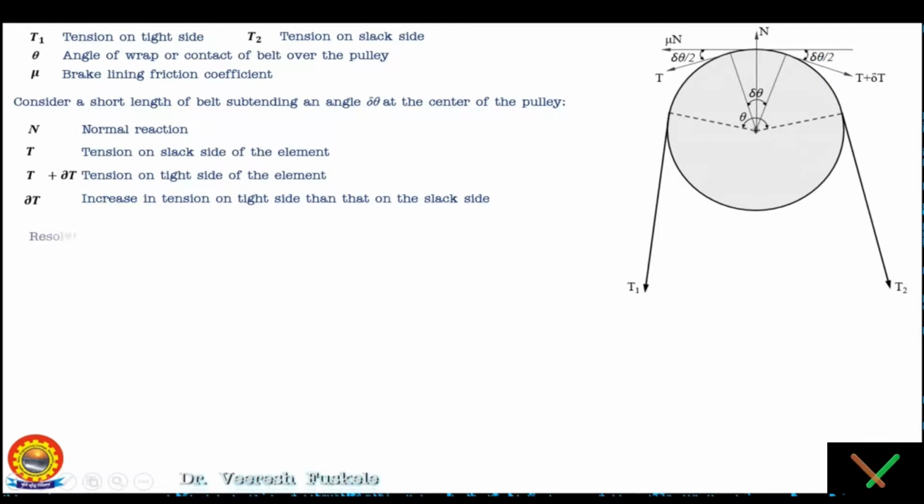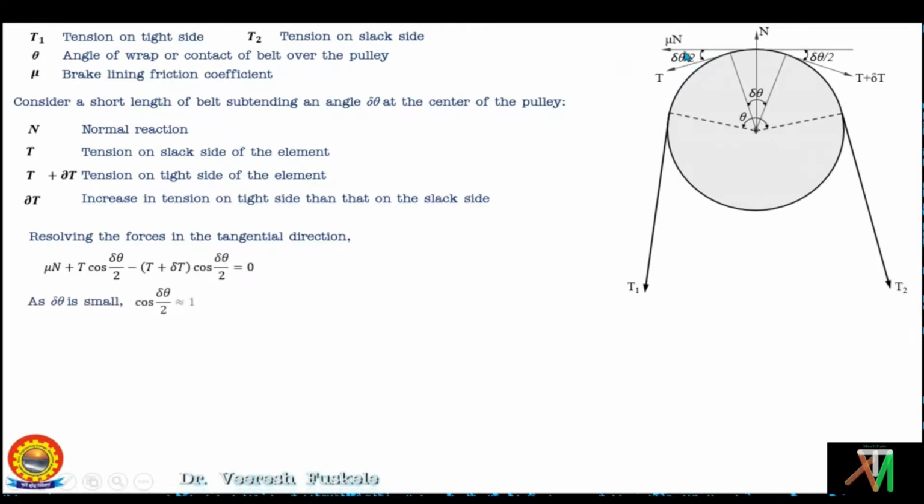Now resolving the forces in the tangential direction, that means in this direction. So we have mu N plus T into cos delta theta by 2. T will be resolved in this direction as T into cos delta theta by 2, and this will be resolved in the opposite direction as T plus delta T into cos delta theta by 2. So the equation will be mu N plus T cos delta theta by 2 minus (T plus delta T) cos delta theta by 2 equals 0.